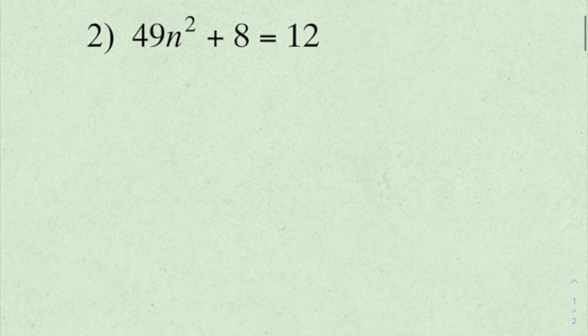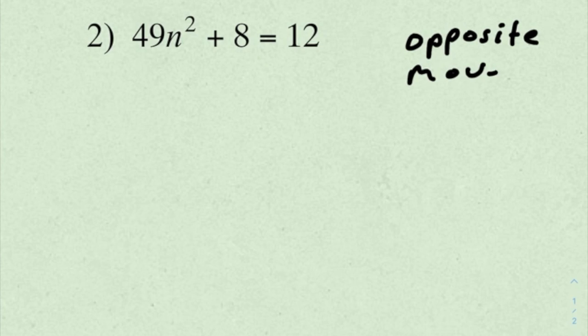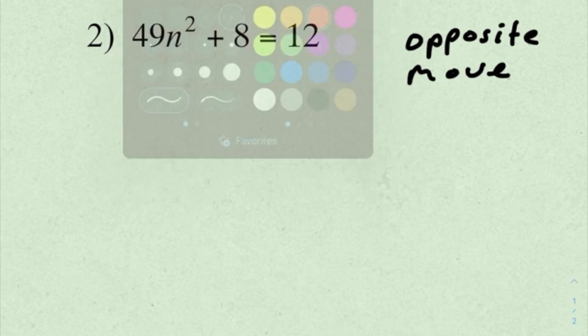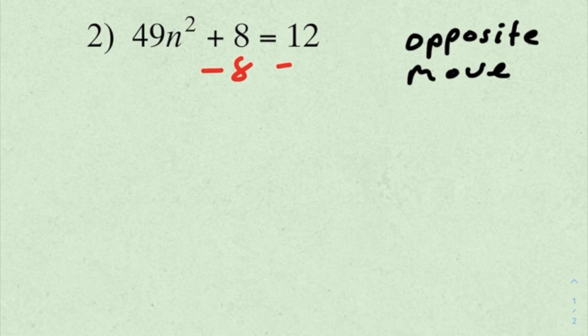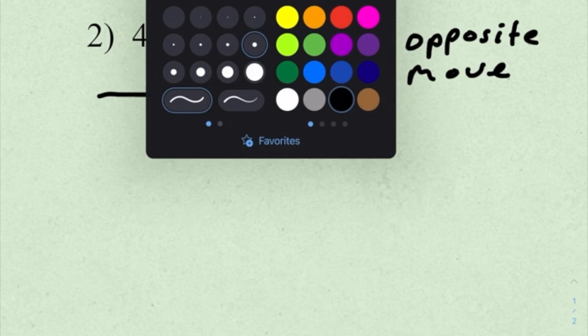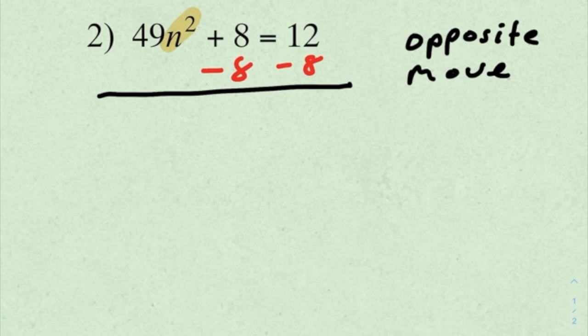Here we have a different situation, but we follow the same steps. As before, we're going to do that opposite move as our first step. That's the same. Okay, so I'm going to subtract the 8 to isolate the n squared. So I'm going to draw my line underneath. And remember, I'm trying to isolate the variable n squared because that's what I'm solving for. So it becomes 49n squared equals 12 minus 8 is 4.